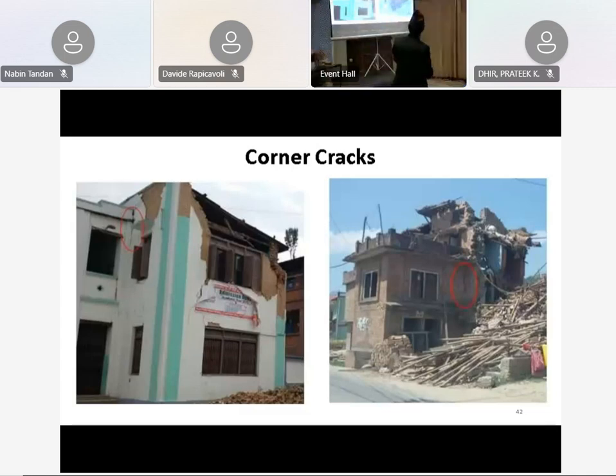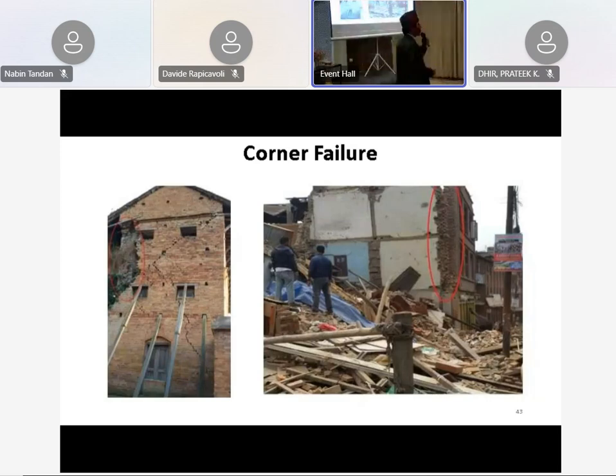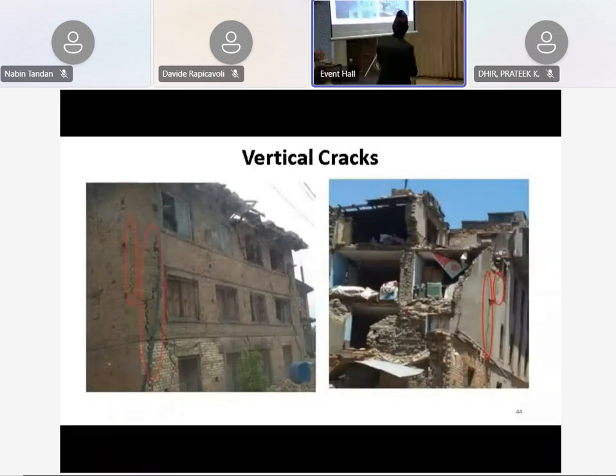And next, please. And this is corner-type failure, because the two walls were not connected properly, and they were not constructed at the same time, and there are no timber connections or other types of connections and no bands. That's why this corner fell. Next, please. And vertical cracks also, again the same problem. The construction of this part and the connection between the bricks is not done in a proper way, and they are almost in the same line vertically, and we can see the failure.